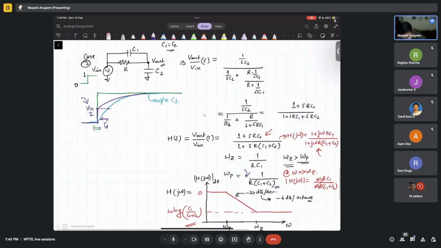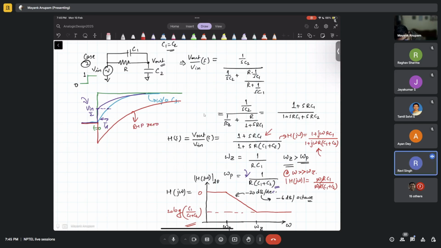So had there been a right half plane zero in this case, what would have happened? It would have gone this way, done this initially, and then started doing this. So this happens when there is a right half plane zero. And this happens when there is a left half plane zero. So whenever you are trying to add zeros, you have to make sure that the zero is in the left half plane. Otherwise, there will be a catastrophe.